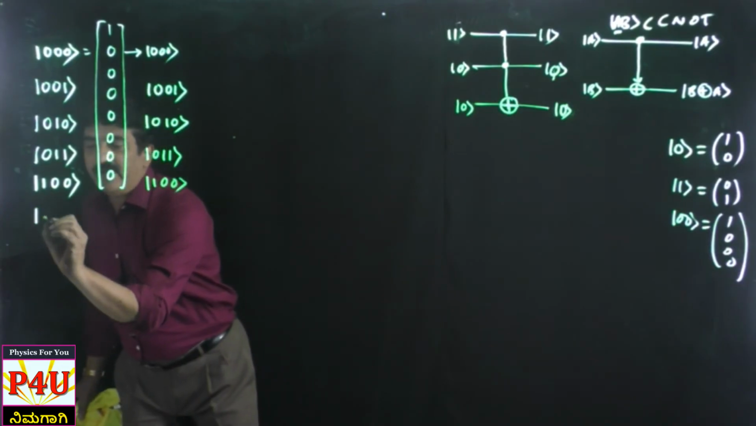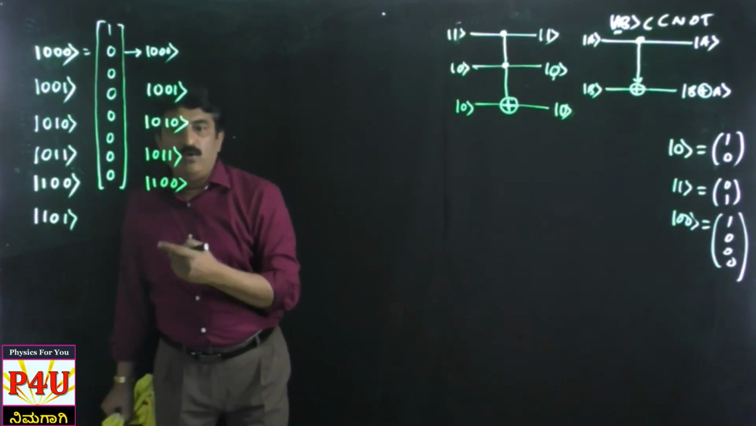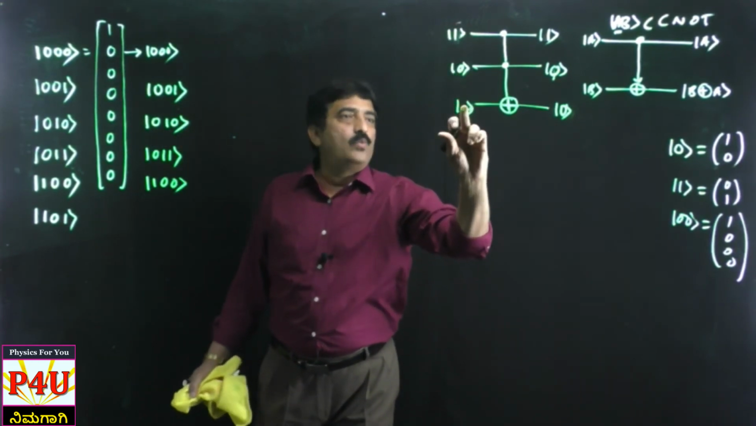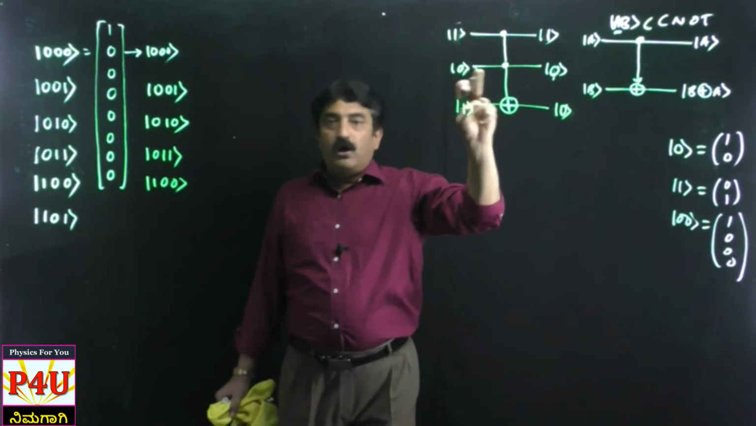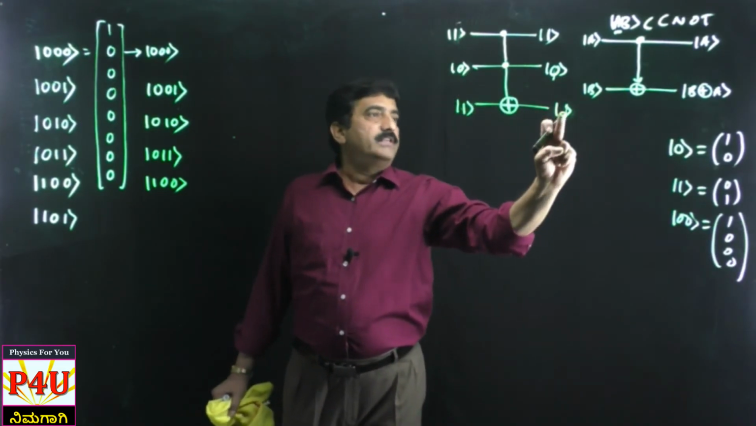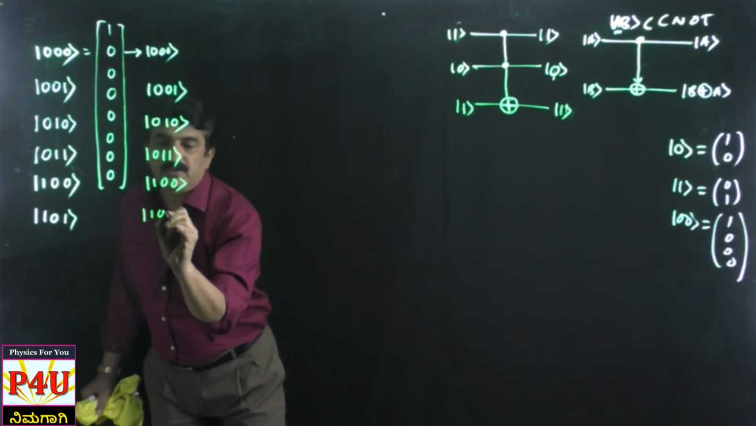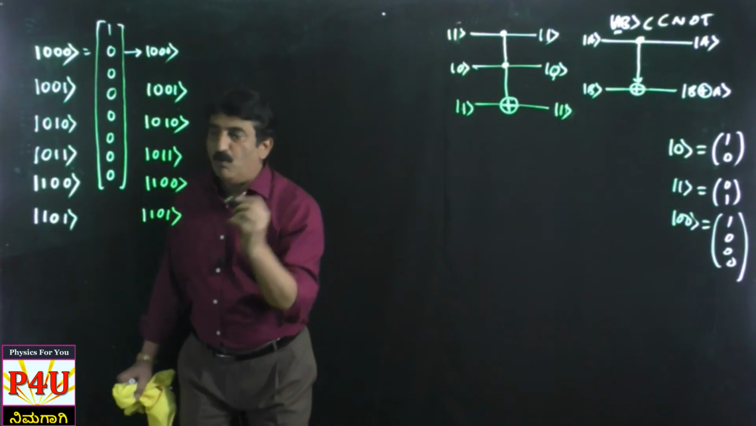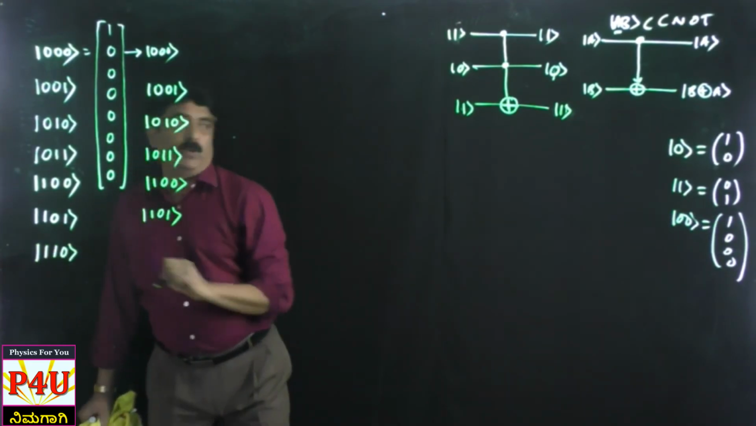Next possibility, 1 0 1. How? Of course, 1 0. This is 1. Now also, because these two are not ready, this may be ready, but this is not ready. Therefore, this is also not disturbed. So it remains as 1 0 1. So that is 1, 2, 3, 4, 5, 6. Two more. Now let me try 1 1 0.